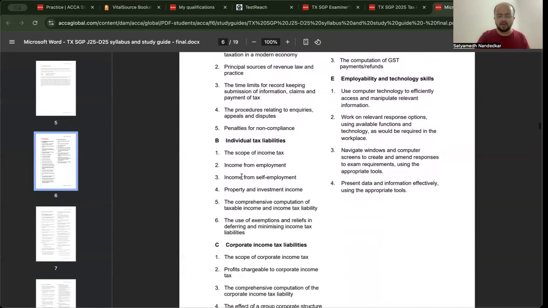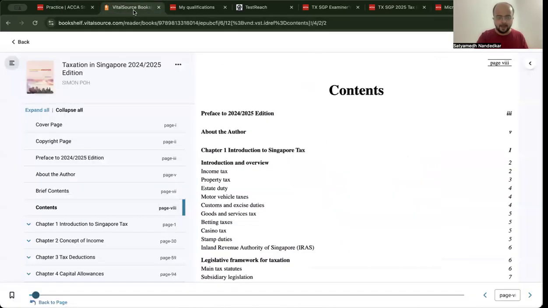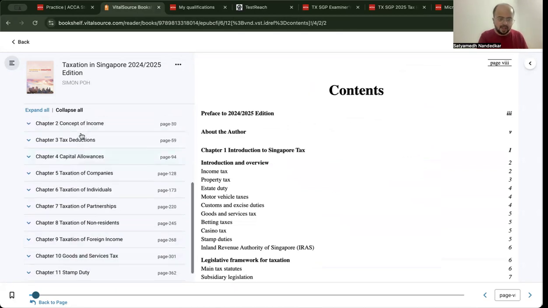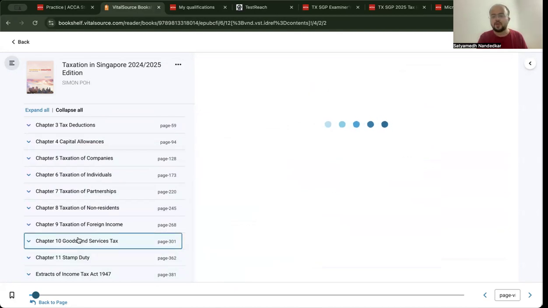Not that the others aren't, but for others, you still have to study a fair bit. Here, you don't have to study that much of a quantity. You just need to learn a couple of points, a couple of procedures, and you are done. Now, what we'll be looking at is the book that you so kindly shared with me. This is our focal point for the Singapore tax exam preparation. As you can see, there are 11 topics, and we'll be looking at, of course, the goods and services aspect of taxation first.